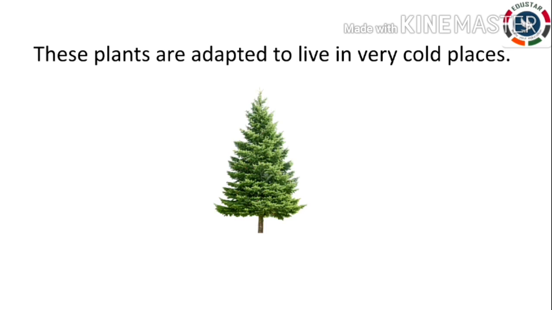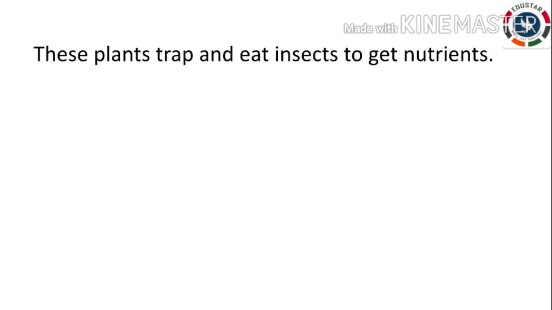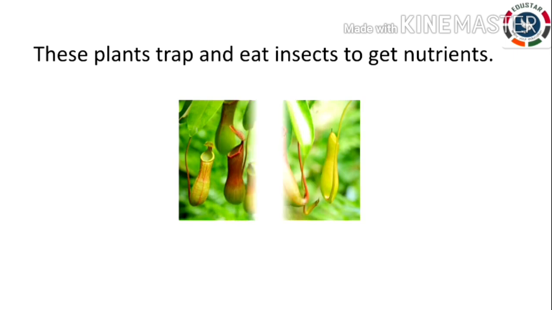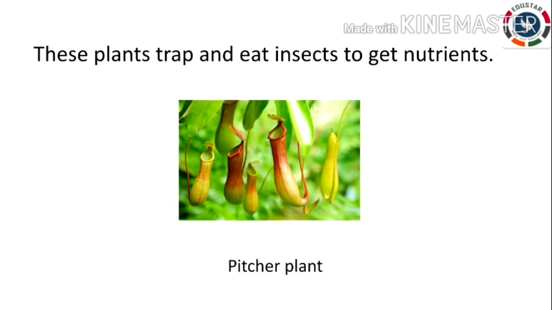What is this? What type of tree is this? It is like a conical shape, right? So it is a type of coniferous tree. What is the name of the tree? It is pine tree. Okay. Next one. These plants trap and eat insects to get nutrients. What is that? Do you remember? What picture is this? It is pitcher plant.